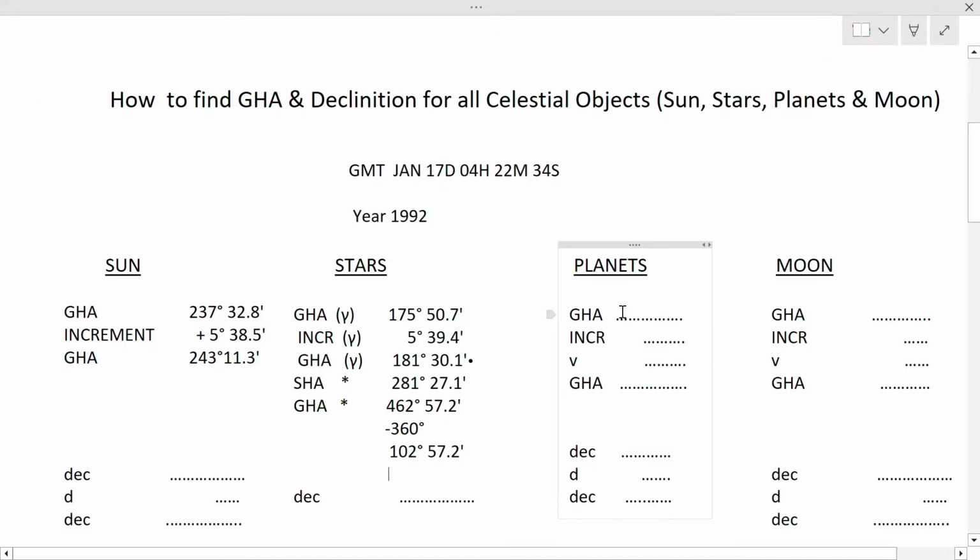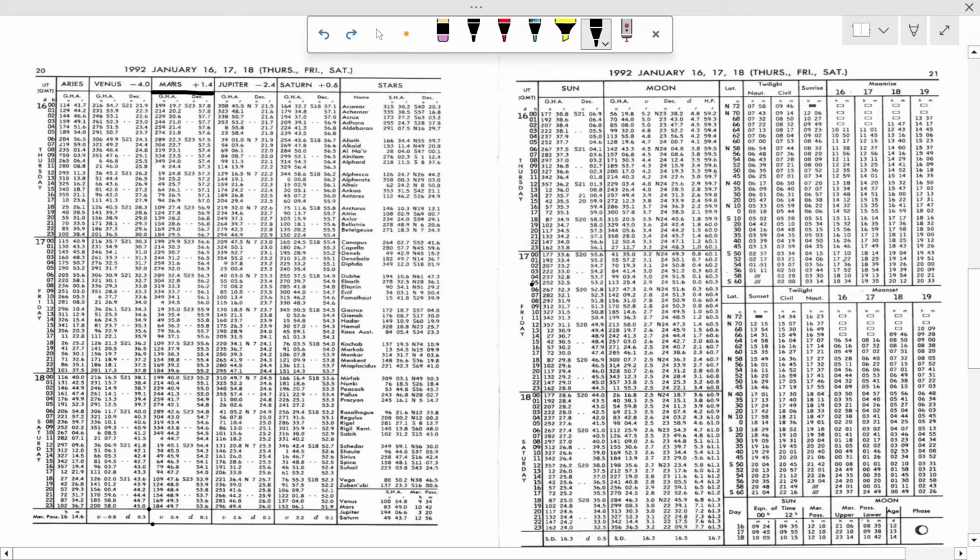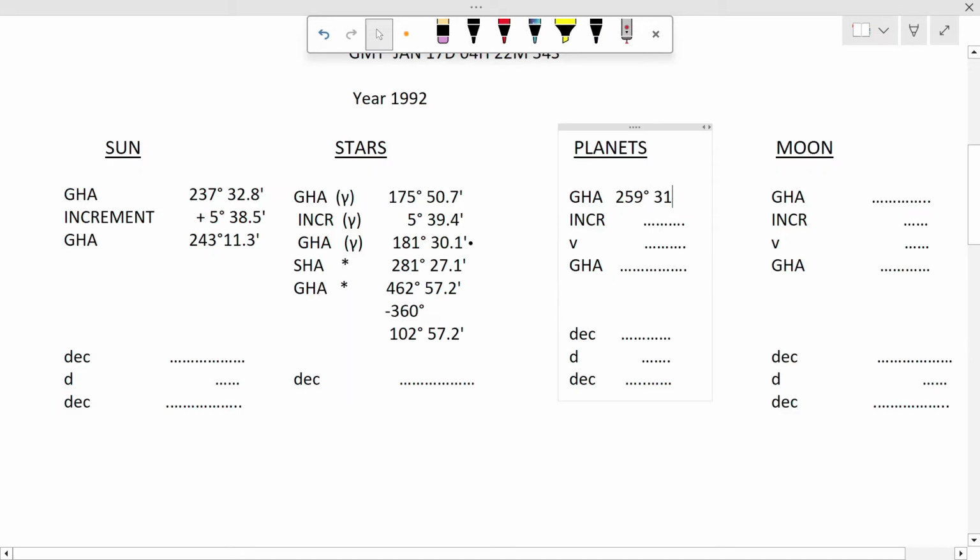Now we will find the GHA for planets. There are 4 planets given in the nautical almanac. Here, as you can see, Venus, Mars, Jupiter and Saturn. For now I am calculating for Mars, but you have to calculate for the planet which is asked in the question paper. So this is 16th, this is 17th January, and this is 04 hours. For 04 hours, GHA of Mars is 259 degrees 31.6 minutes. Now we have to find the increment.